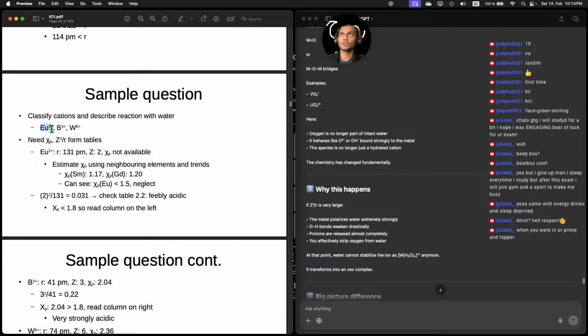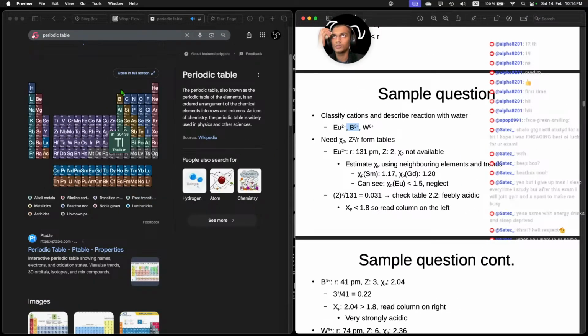Eu2 plus. That's like lanthanides. B3 plus. What's a B3 plus? Boron. Yeah, boron. Am I stupid? Yeah, boron.